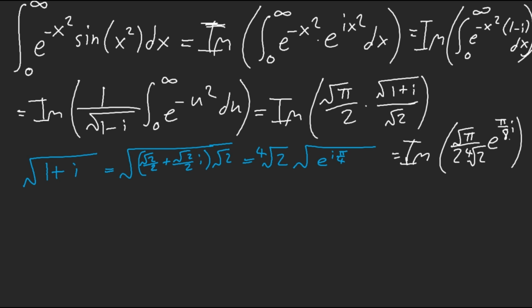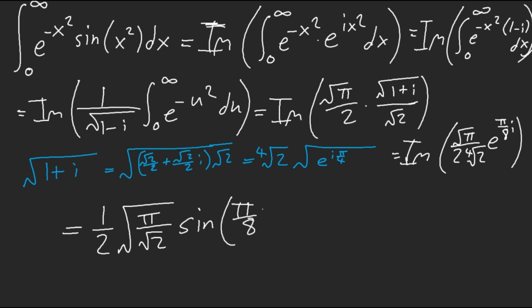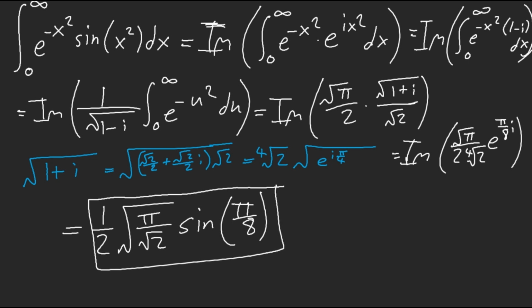And then the imaginary part of this is sine, and so we technically leave our answer in the real part. So our answer is 1/2 square root of pi over the square root of 2, and then sine pi over 8. It is a real number, so you are allowed to just leave it like this. Okay? And that is your answer.